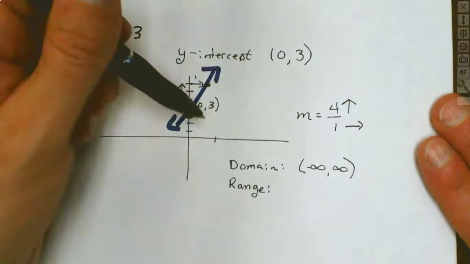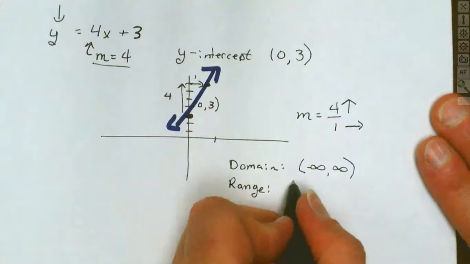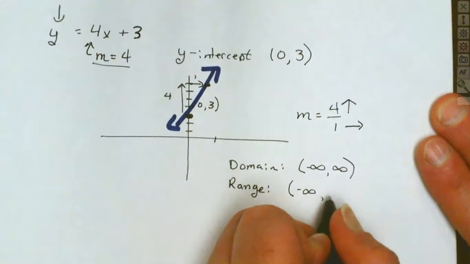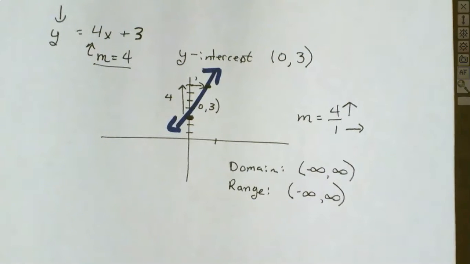What about your range? Does it go up? Yep. Does it go down as well? Yep. So your range is also negative to positive infinity. All of these lines are going to have the same domain and range. And that's always going to be negative to positive infinity for these. We're not going to look at any vertical or horizontal lines.